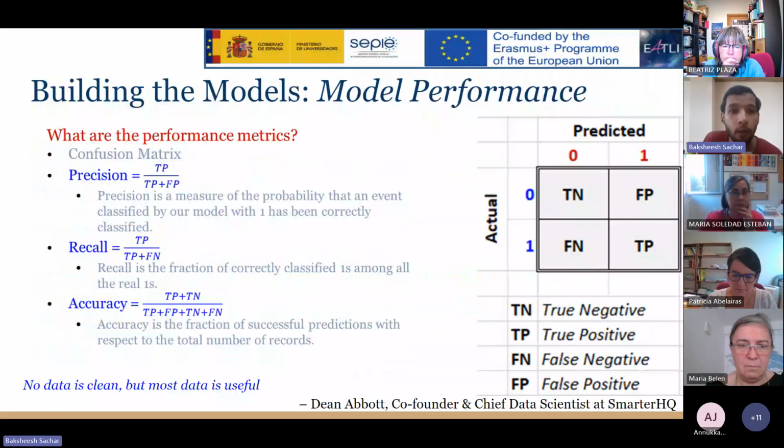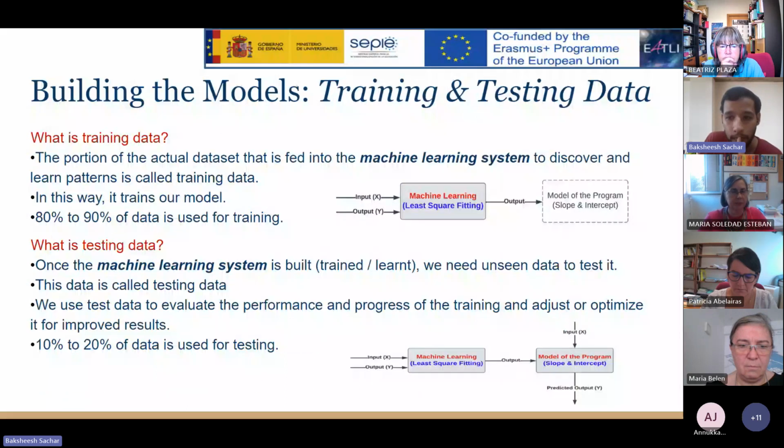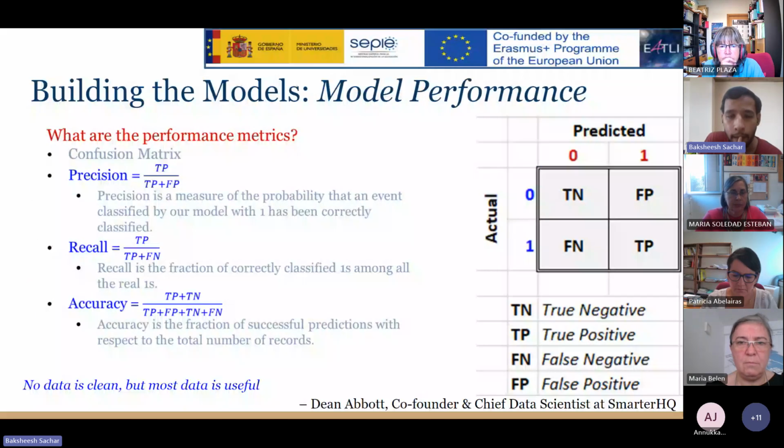So while these data sets are being prepared, these are some of the performance metrics. As you can see, the first metric is precision. Basically, precision is the probability that an event classified by a model as one has been correctly classified. So it is about how precise the classification is.